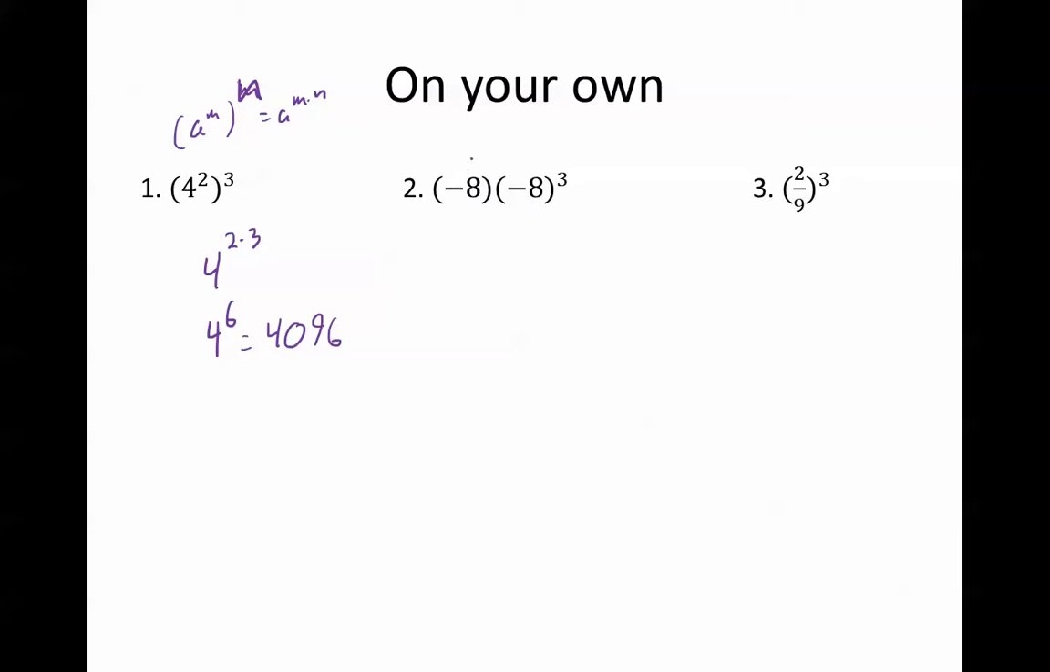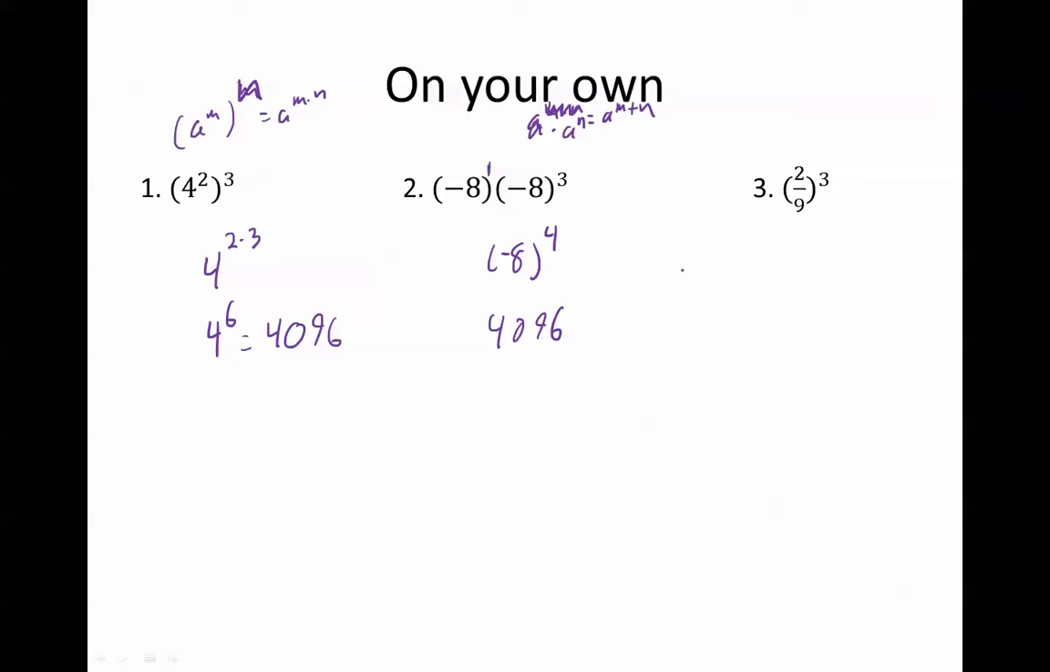Number 2, notice I have negative 8 times negative 8 to the 3rd power. Recognize that this is negative 8 to the 1st power because I have no exponent there, so that would be 1. This gives me a product property. So when I multiply the bases together, I add the exponents. Excuse me, I did this wrong. That's a to the m times a to the n. So I can add these together, and I get negative 8 to the 4th. And then negative 8 to the 4th, I can just do that. And it turns out it's the same answer as the first one, 4,096.